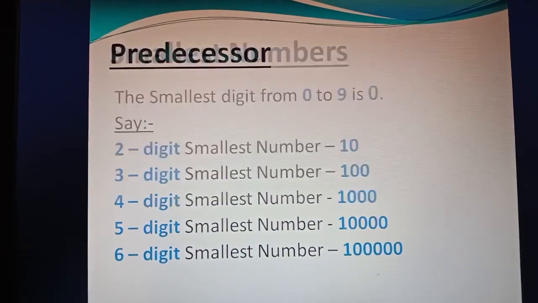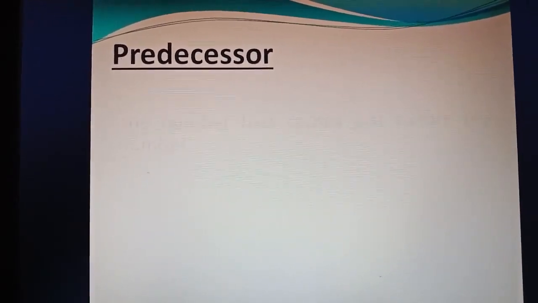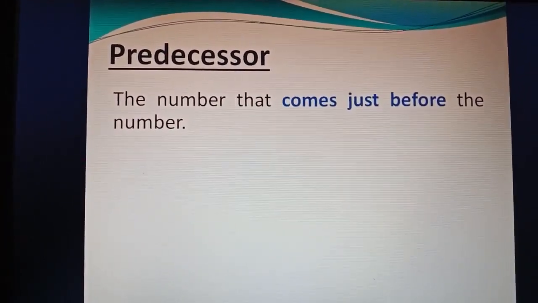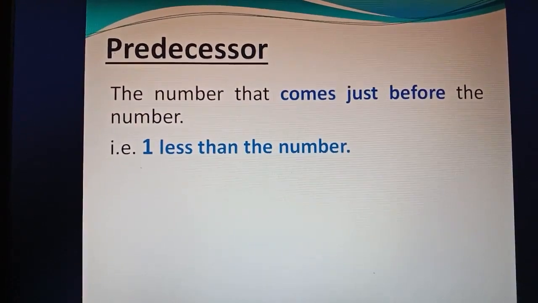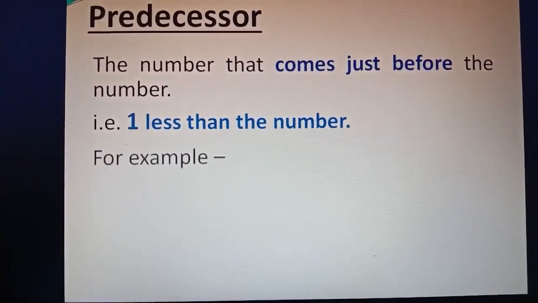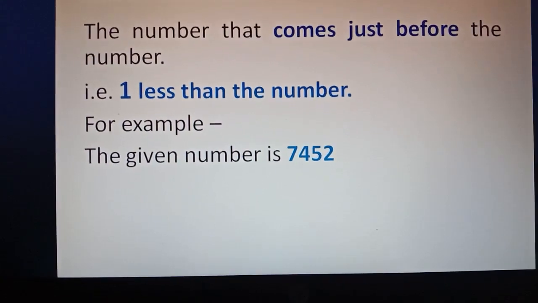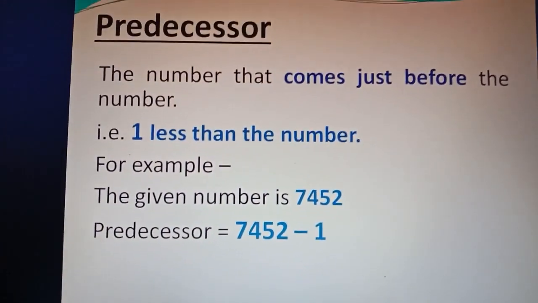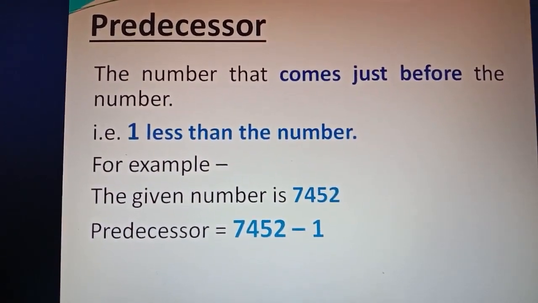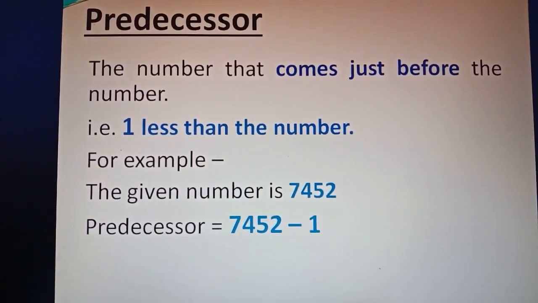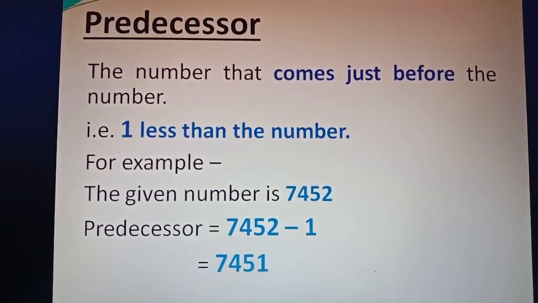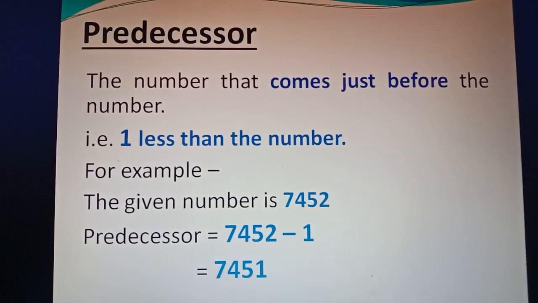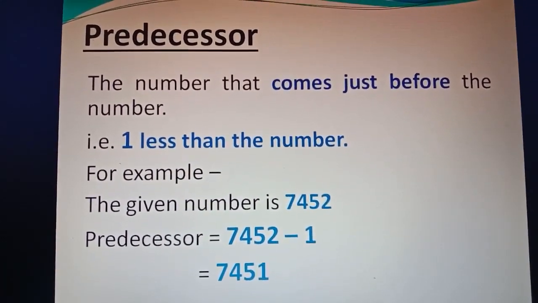Now next comes, what is a predecessor? The number that comes just before the number, that is 1 less than the number. For example, the given number is 7452. So predecessor will be 7452 minus 1. So that will become 7451. So 7451 is the predecessor of 7452.